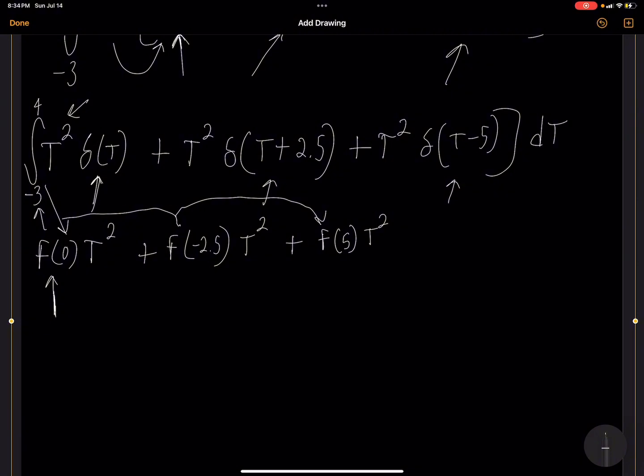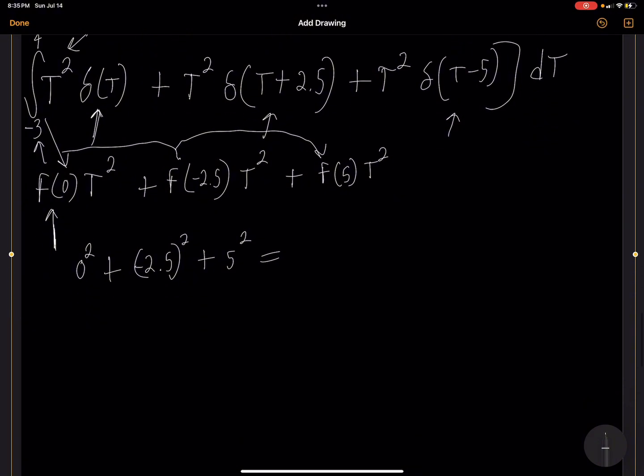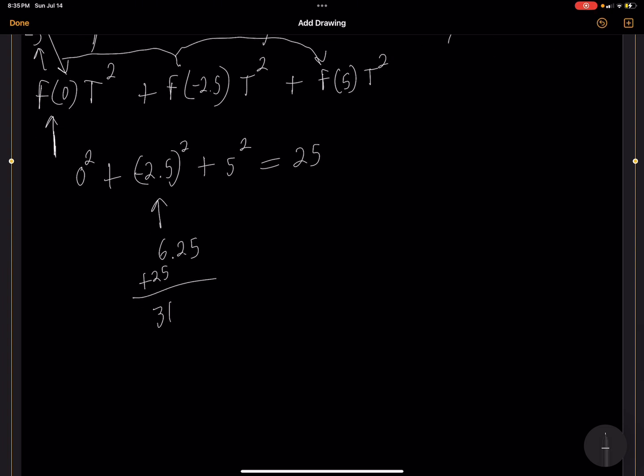Hopefully that makes sense. So f at 0, or t at 0, will be 0 squared plus negative 2.5 squared plus 5 squared, which is equal to 25. This is, let me think, 6.25 plus 25, which is 31.25. And that is how you do that.